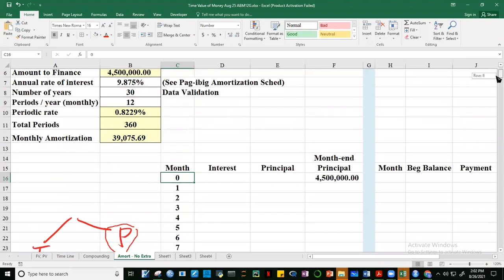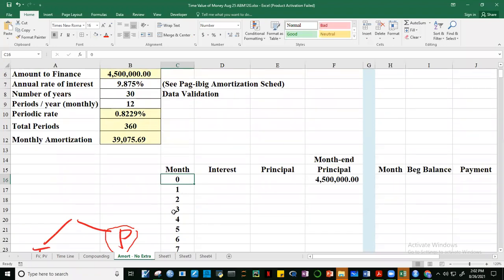Okay, that will be now your payments per month. Okay, let's start with month 1. Sa month 1, magbabayad na tayo. Yung ibabayad natin is 39,075.69. Okay, monthly amortization to. Uniform stream of cash flows. Ito yung ibabayad natin every month for the next 360 months, no?